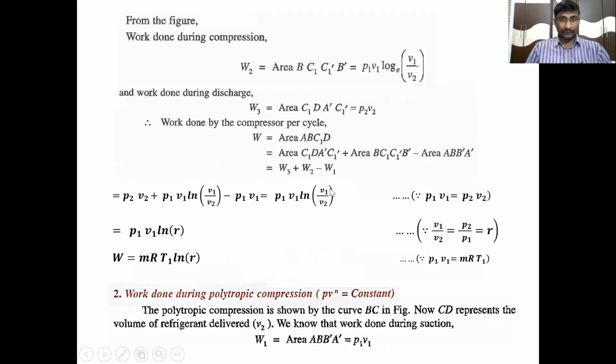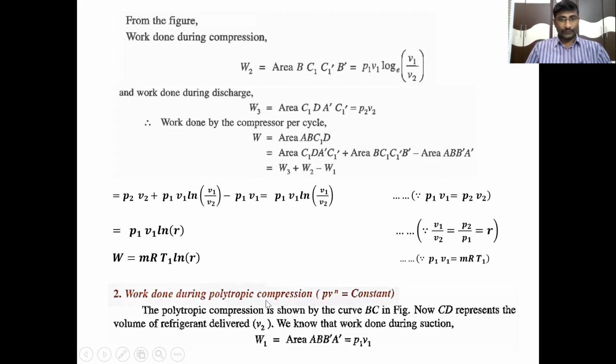P1 V1 log of R, where V1 by V2 or P2 by P1 is represented as pressure ratio or compression ratio, R. So therefore work is equal to, in place of P1 V1 we can write m R T1, this is a gas equation. m R into T1, where T1 is the temperature of refrigerant before entering into the compressor, into log of R. This is the work required if the compression is isothermal. Clear? Let us go for the work done during the polytropic compression.